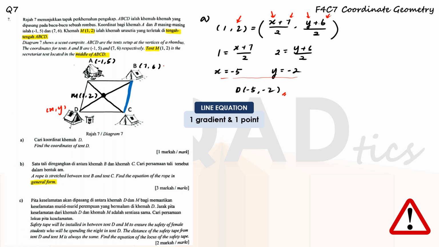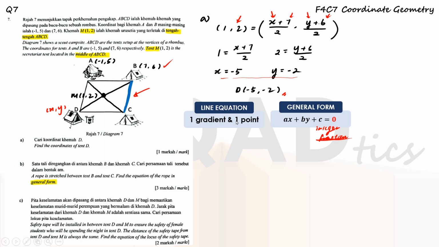Now we have already the point. Now it's just the gradient that we don't have. And also, general form means once we found our equation, we need to let it be this format, so the right side would be 0. A, B, and C need to become integers. It cannot be a fraction. Okay?